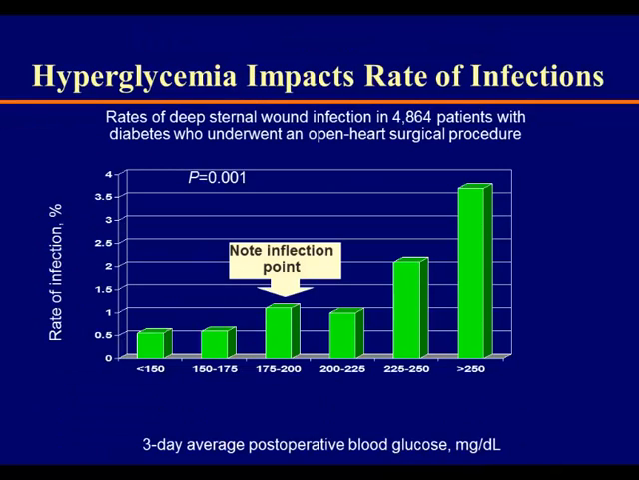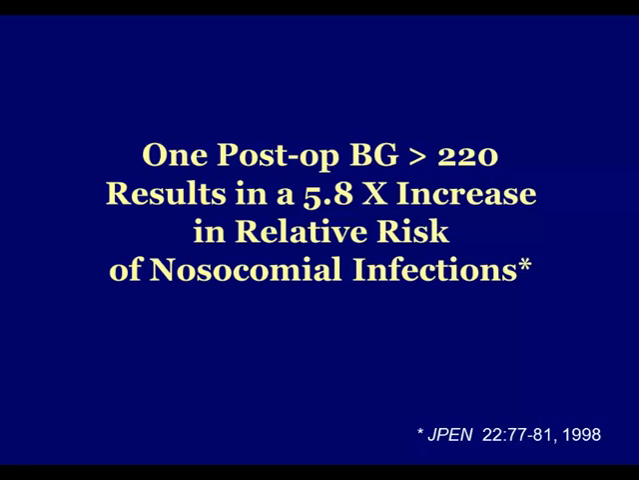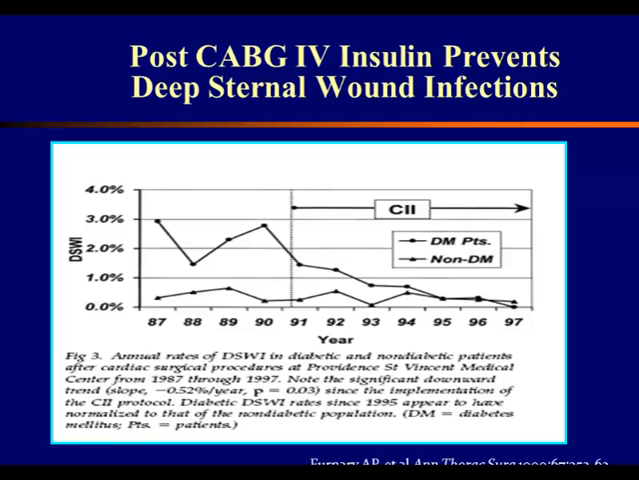And the rate of infection goes up. Once you start to hit about 175 or so, the rate of infection goes up dramatically. This is a post-CABG study, about 5,000 patients after open heart surgery. And this is interesting. This is from Boston, where they found a single glucose over 220 was almost a 6-fold increase in nosocomial infection. This is post-op. So in the surgical patients particularly, it's really important.